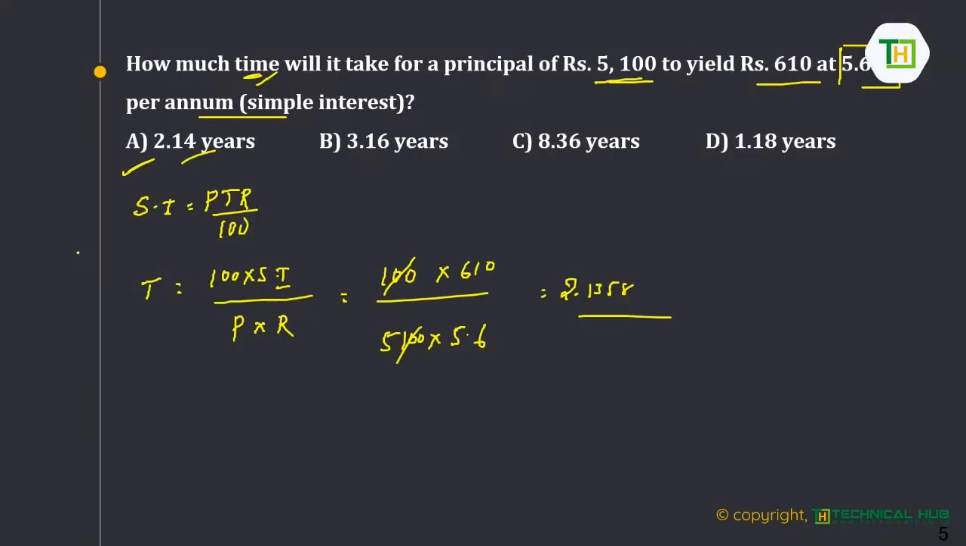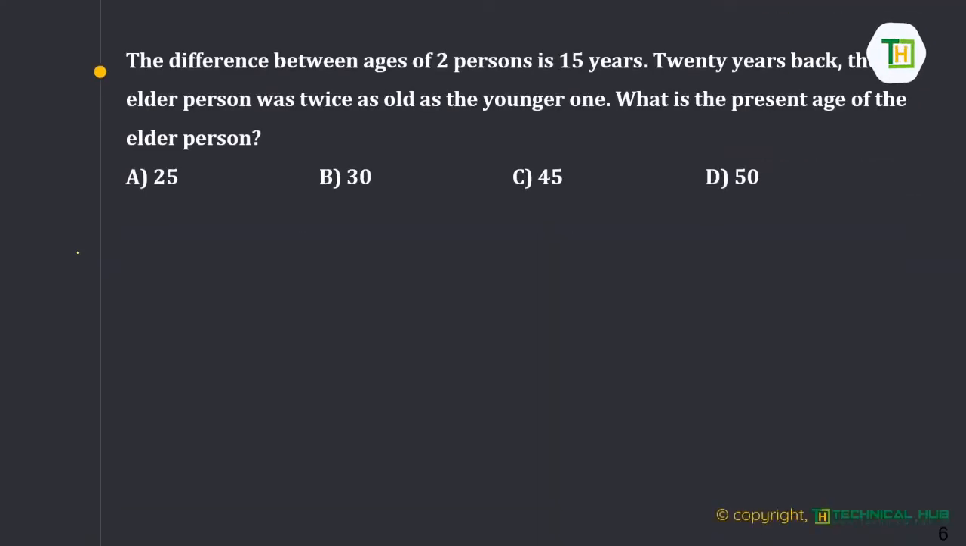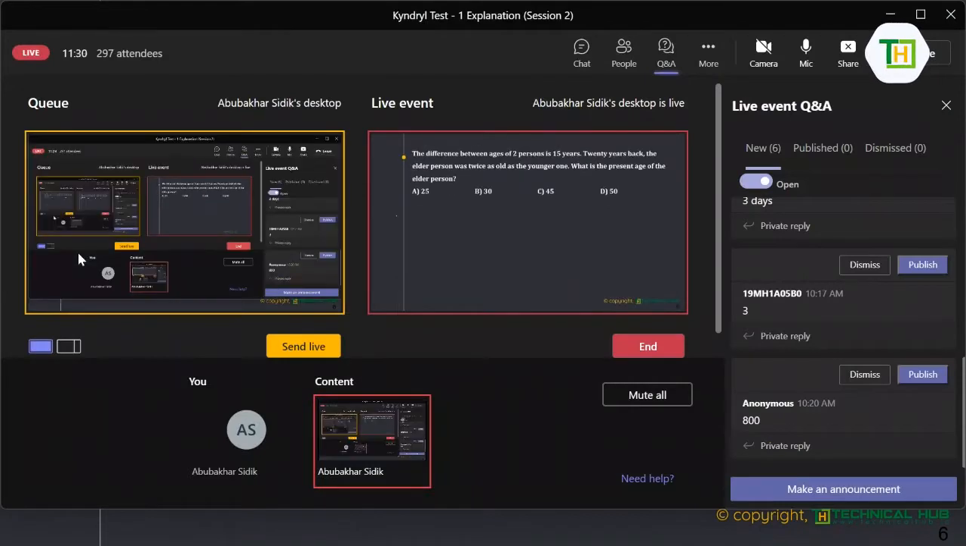Yes, moving to the next question. As of now, 4 questions are completed. Do you have any doubt?